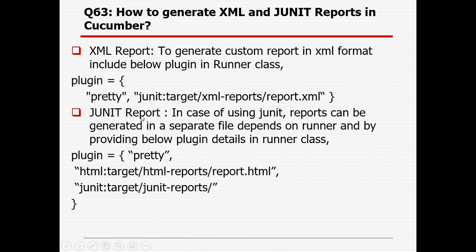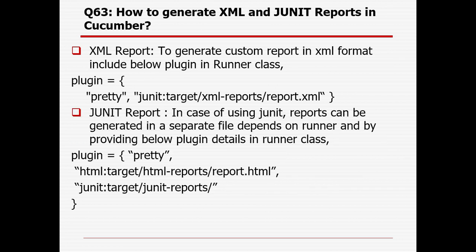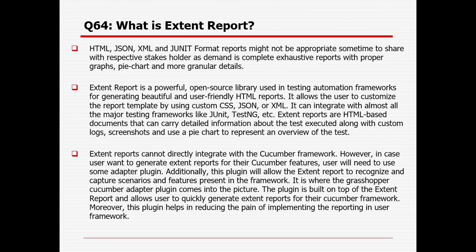Also JUnit report is possible with the help of Cucumber. So in case you are using JUnit, the report can be generated in a separate file, depending on the runner and by providing the below plugin. So it will be HTML format, you can get it, otherwise you can get it in JUnit format. So JUnit target and that folder you can keep, so that it will generate the JUnit report in the target folder, and you can get the path and open it in any of the browsers. You can get the detailed report either in the HTML, JSON format, or the XML format, or the JUnit report format.